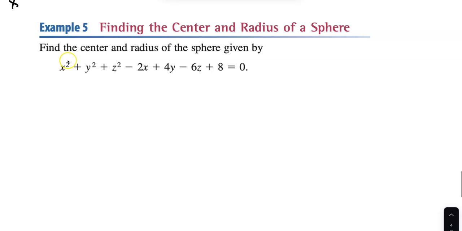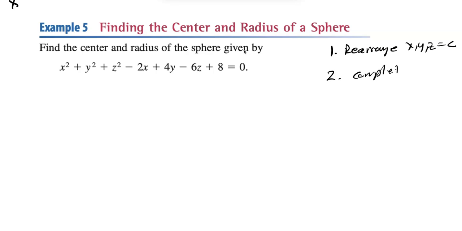Example 5, find the center and radius of the sphere given by this. This is kind of conic section review. We're going to do the same thing we did with conic sections. We're going to rearrange all the x's, the y's, the z's, and set it equal to some constant. And then second, we're going to complete the square. Okay, so let's do that.